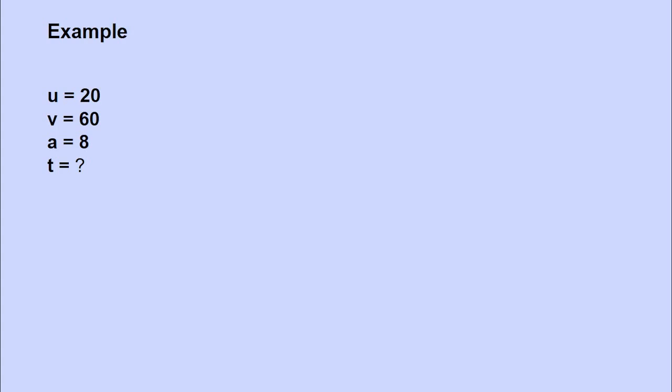Let us take a look at another example. u equals 20, v equals 60, a equals 8. But what's the value of t? We substitute into this equation. So 60 equals 20 plus 8t. 8t equals 40. t equals 5 seconds.